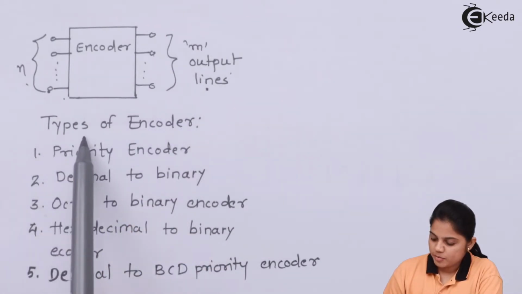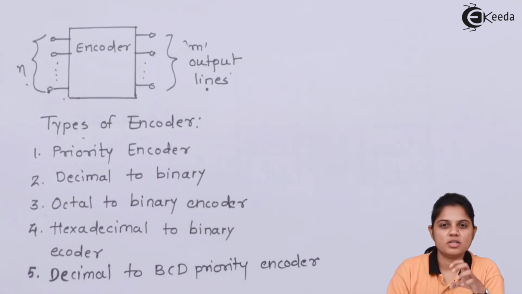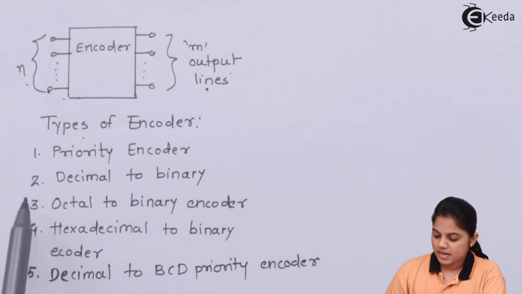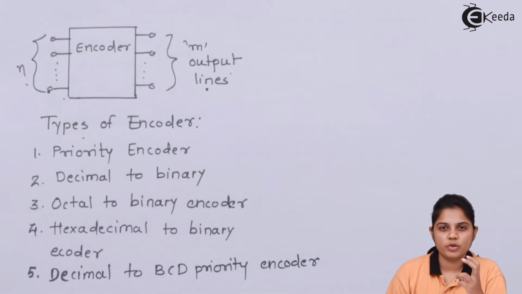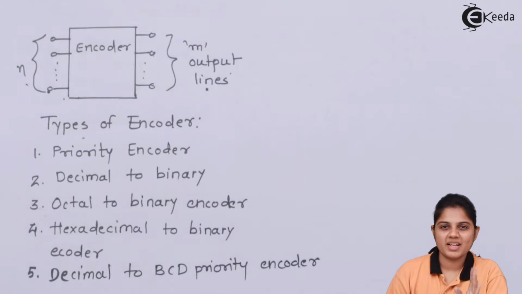We have different types of encoders. The first is a priority encoder. That means according to the set priority, output can be produced. Second, decimal to binary. That means your input data will be in decimal form, and your output data will be in a binary form. Decimal has a base of 10, binary has a base of 2.